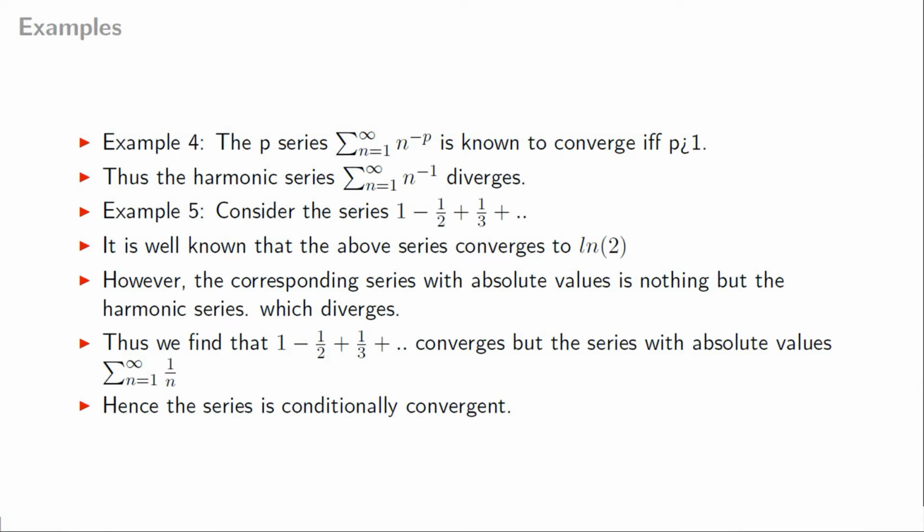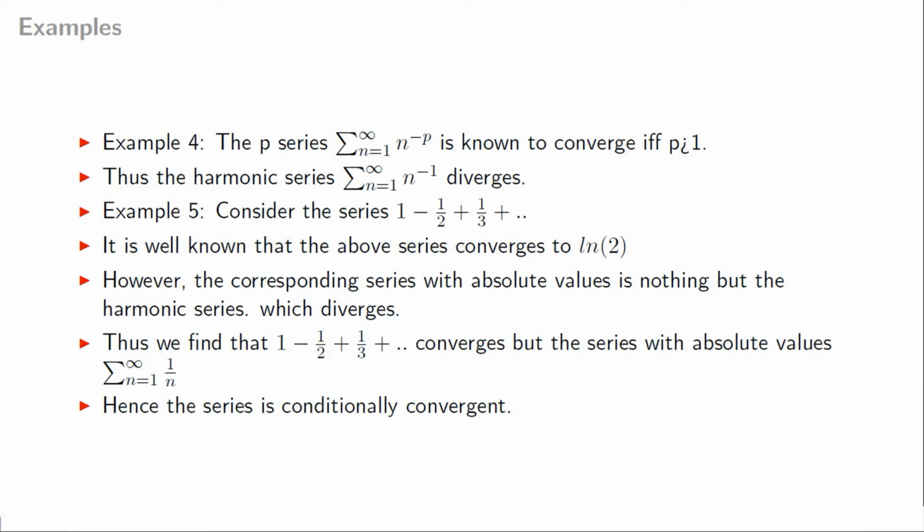In our next example, consider the series with positive and negative terms, that is 1 - 1/2 + 1/3 - 1/4 + and so on. It is well known that the above series converges to log 2. Actually, this can be found by expanding log(1 + x) and putting x equal to 1. However, the corresponding series with absolute values is nothing but the harmonic series which diverges.